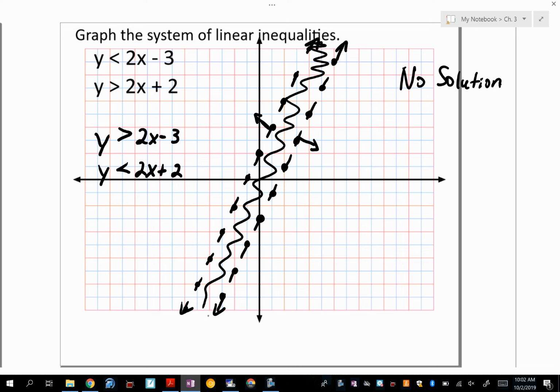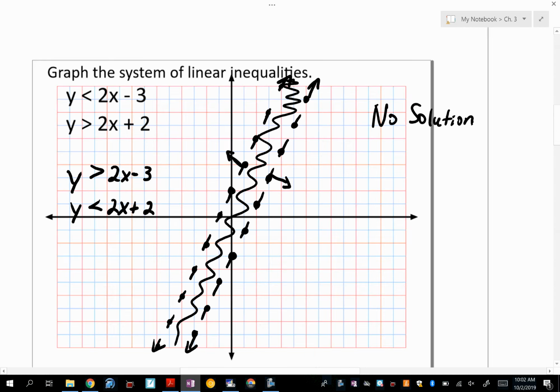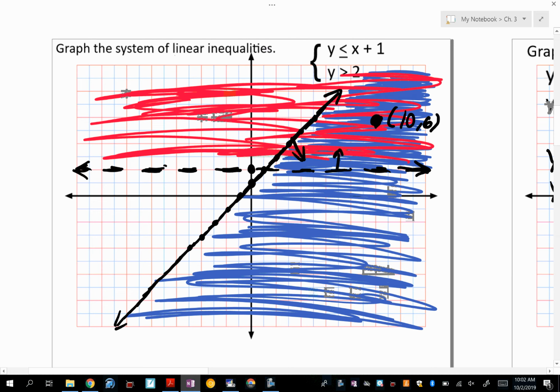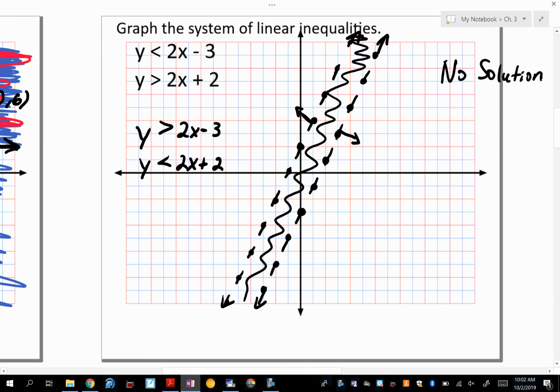So if it doesn't say anything else besides what I'm telling you right here, you're done. But if I ask, Alonso, could you give me an ordered pair that is a solution to this system? Then you need to pick an ordered pair that's in the solution area. So I picked 10, 6. That's not the only one you could have picked. But that one is in the area where they're both overlapping. Now on this one, Alonso, they don't overlap. So there is no solution. But if I change the signs, then I would pick something in the middle, like 0, 0 would have made this system true. Okay?